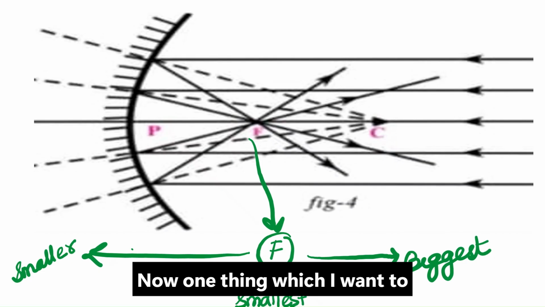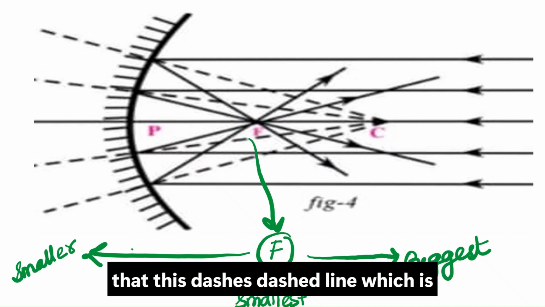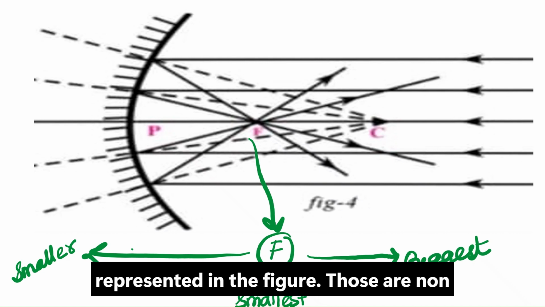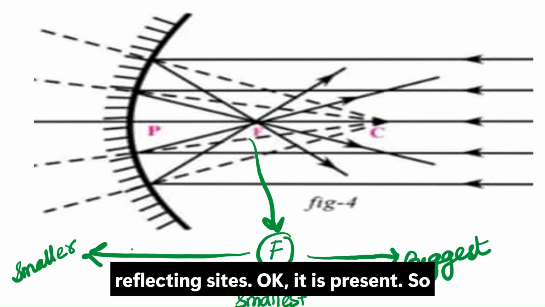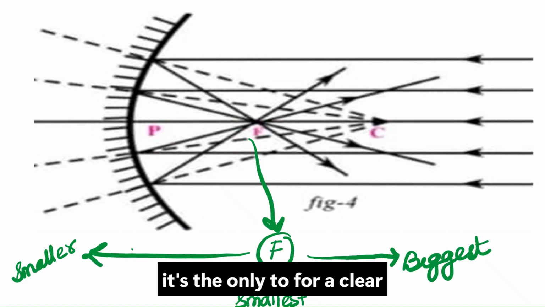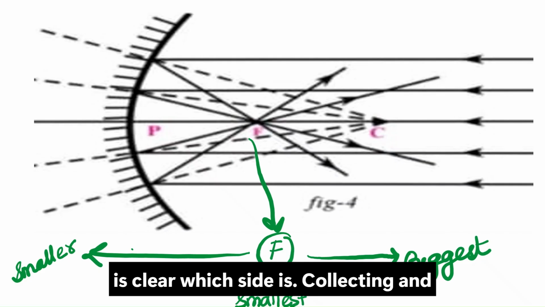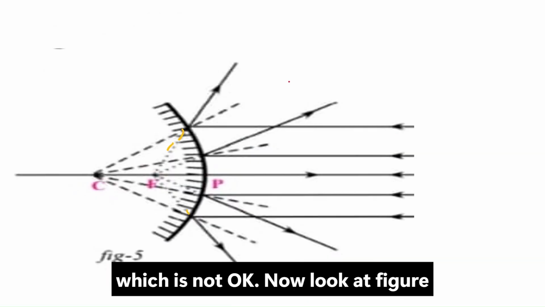Now, one thing which I want to say you students is, note one thing, that this dashed line which is represented in the figure, those are non-reflecting sides. Okay, it is present only for a clear perspective of you students. So it is clear which side is reflecting and which is not.